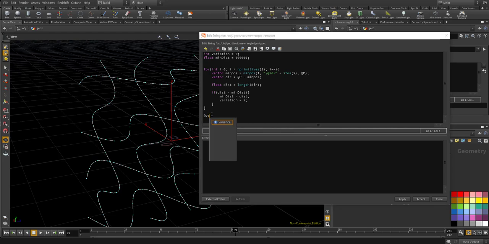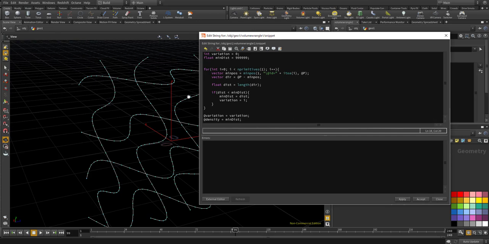And let's feed back the variation using the variation, and the density to minimum distance. Okay, and apply. Accept.